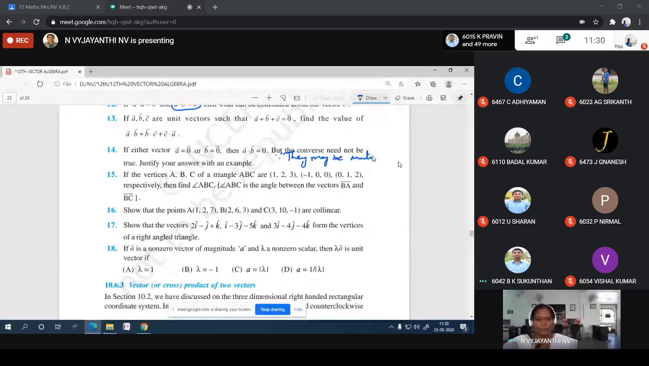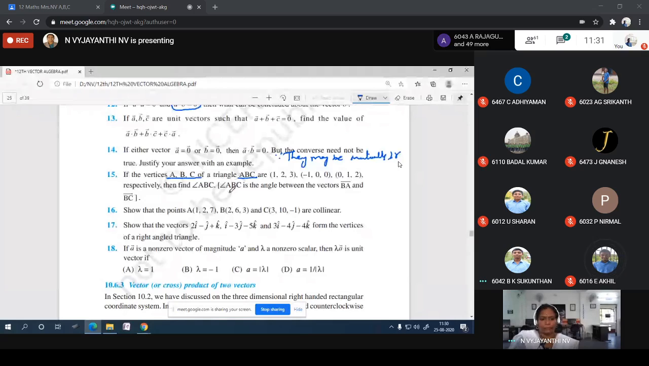The vertices A, B, C of triangle ABC are (1, 2, 3), (-1, 0, 0), and (0, 1, 2) respectively. Then find angle ABC. So how to find angle ABC? In the previous sum, you said if A vector is equal to 0, then B vector must not be 0, ma'am. But in the 14th sum, both are 0? Both are not 0. Only either A equal to 0 or B equal to 0 is given. Yes, ma'am.